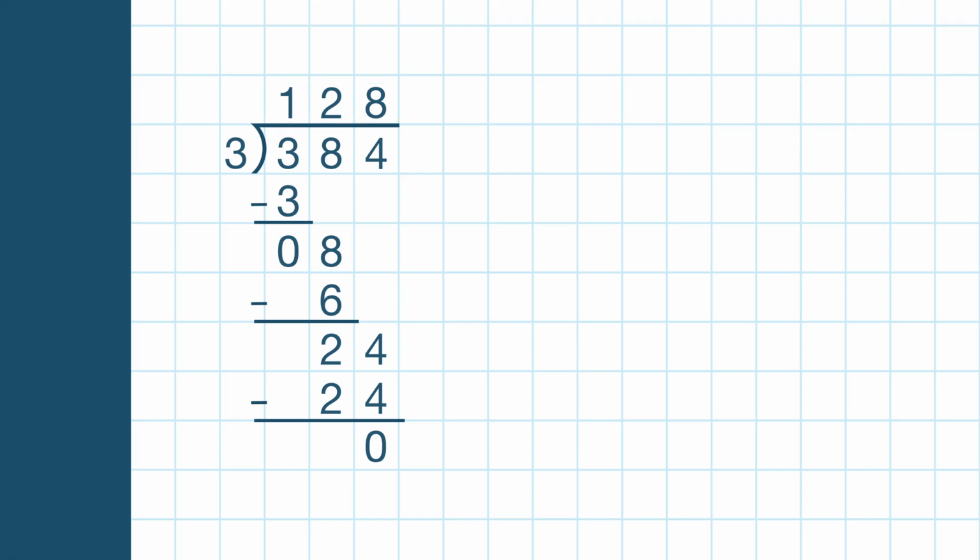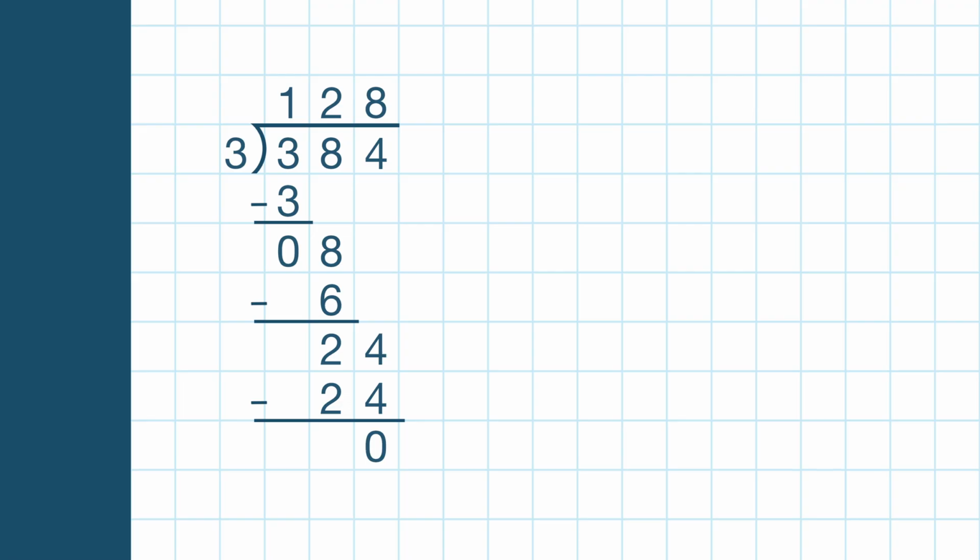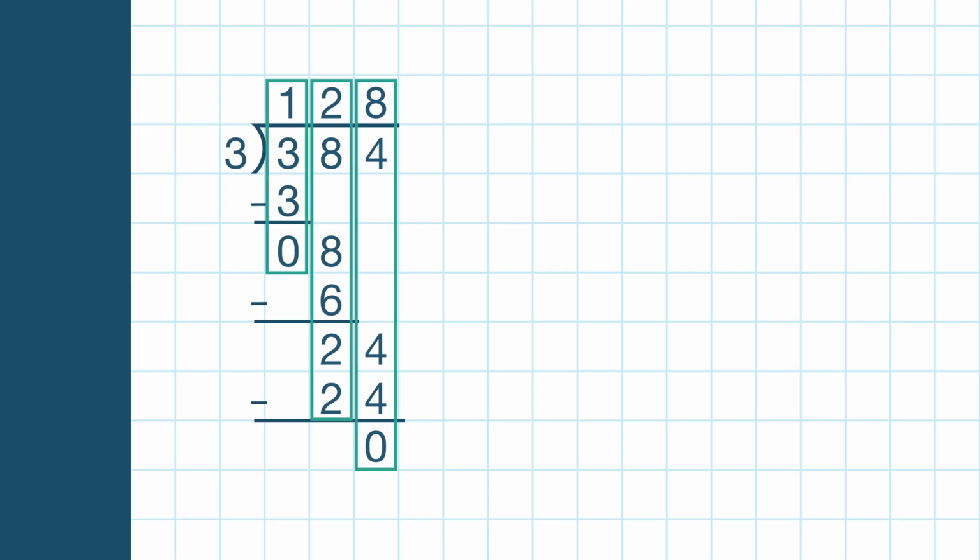The 4 steps work exactly the same way with 3-digit dividends or larger. Divide, multiply, subtract, bring down. Just repeat the pattern until you reach the end of the dividend. One important reminder: keep your work aligned in columns so your place values stay correct.